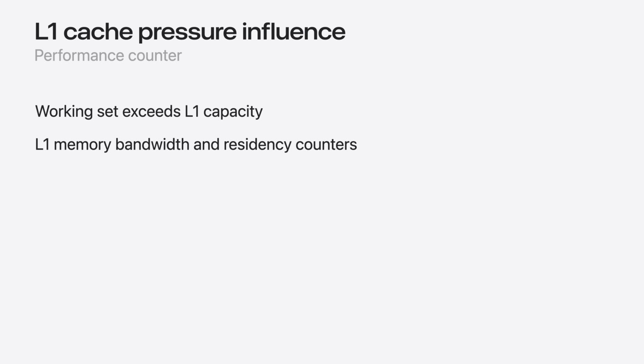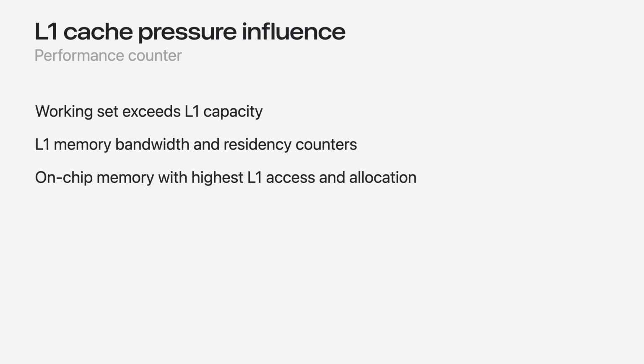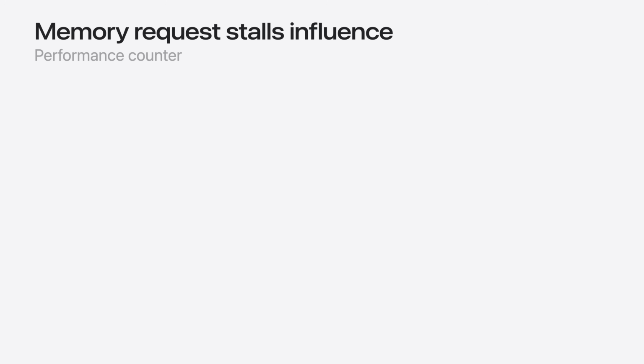To identify the cause, look for which L1 backed on-chip memory type is accessing L1 most frequently and has allocated the largest percentage of cache lines. For the memory request stalls influence counter, non-zero values show memory requests are stalling in the memory hierarchy, including the last level cache, MMU, and main memory.